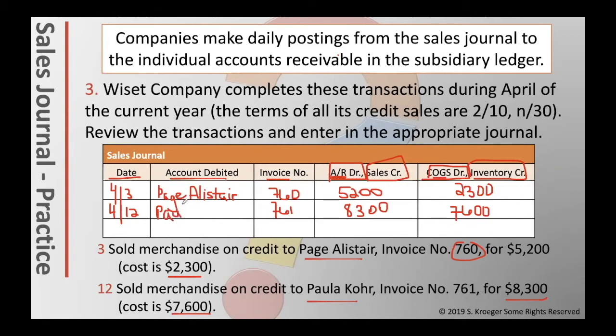The sales journal is one of the easier ones to do. These are the 2 entries that would go here. What you would do then is at the end of the month, you would total these columns, 5,200 plus 8,300. It would be 13,500. Let's add up the next column. 2,300 plus 7,600 would be 9,900.